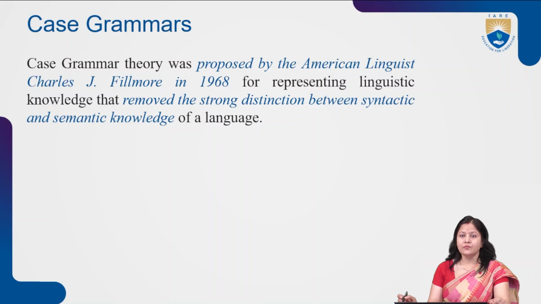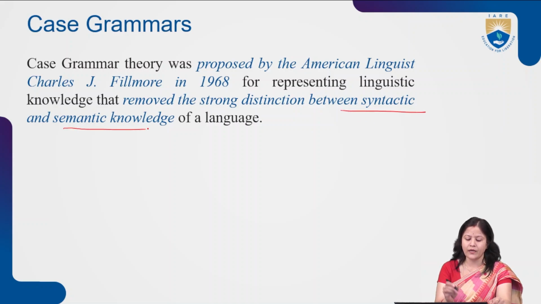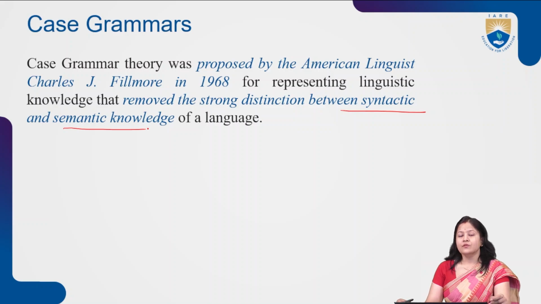Here I have used two different terms: one is syntactic, another one is semantic. In my previous videos I have already discussed the knowledge representation techniques in artificial intelligence. Basically there are four knowledge representation techniques: logical representation, knowledge representation using semantic networks, knowledge representation using frames, and knowledge representation using production rules. All these topics I have covered in my previous videos.